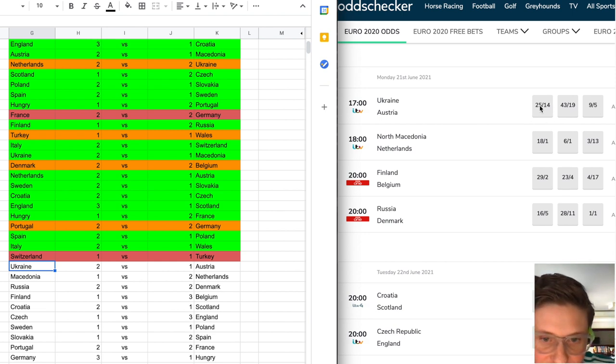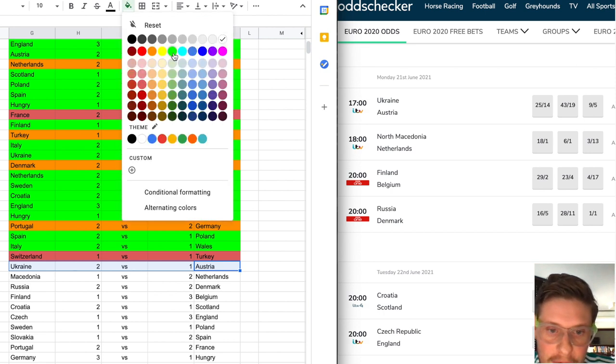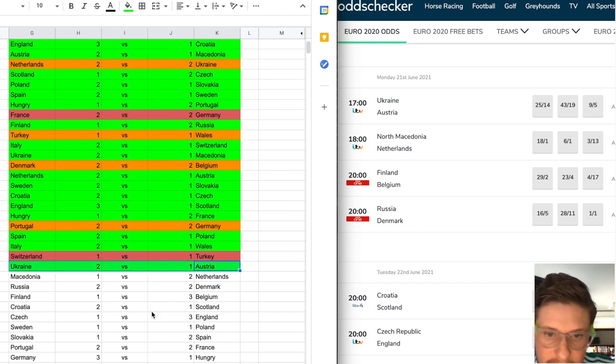So Ukraine is favored, just. Let's see how close it was. That's probably like 1 point something, and that's going to be like 1.4 or something. Oh yeah, 1.5 to 1.2. So very, very close. We did get it right, but we're also showing how close of a match it is. Then we saw there, yeah, that the Netherlands was favored. So we've got another green one there.